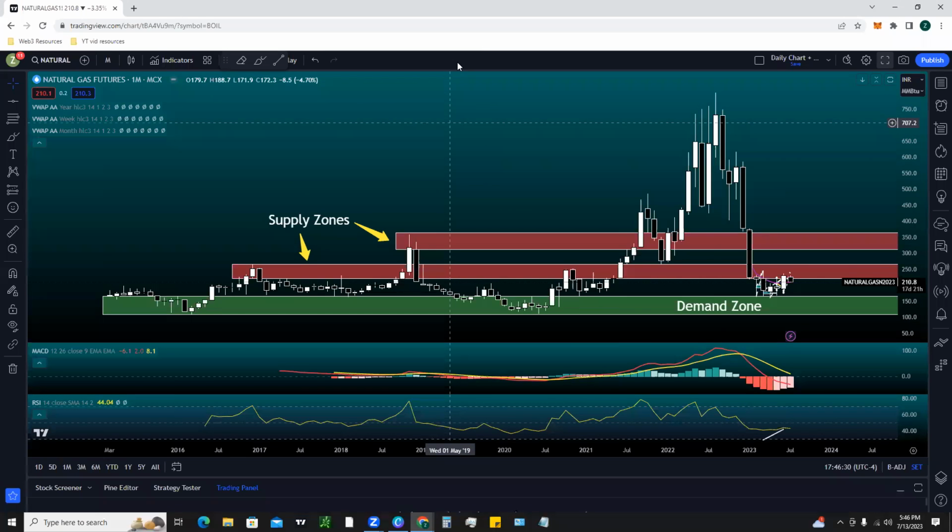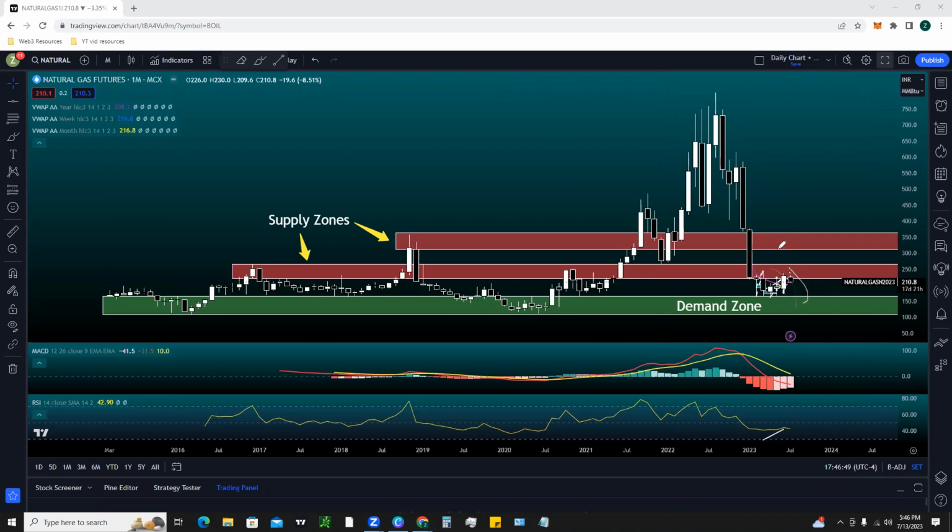And so the supply zone, this is where we're currently battling right now. This is our supply zone right here, right around 222 up to about 265, roughly. And once we zoom in on the smaller time frames, you can see that there's been strong sellers.